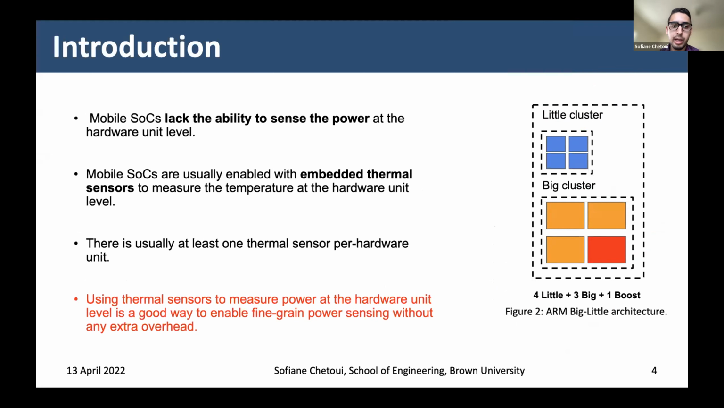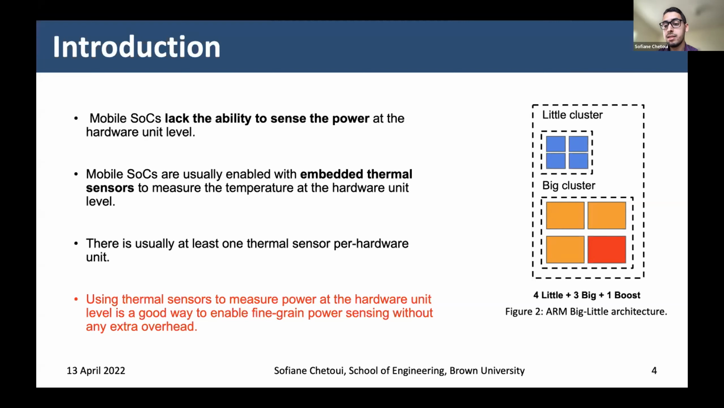However, on the other hand, mobile SoCs are usually enabled with embedded thermal sensors to measure the temperature at the hardware unit level. And there is usually at least one thermal sensor per hardware unit. For instance, in figure 2, I'm showing a CPU ARM big.LITTLE architecture with 8 cores. Usually, in the best case, you would find 2 power sensors for the whole cluster.